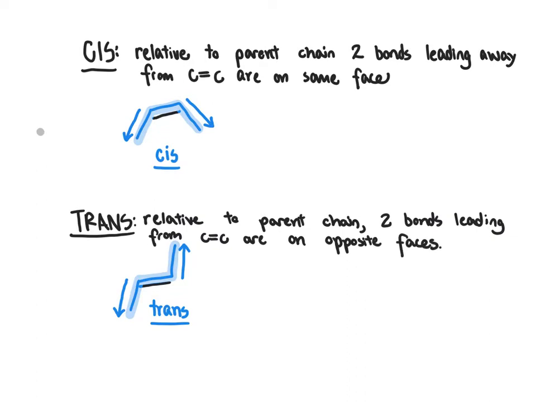Okay, so let's apply these concepts of cis and trans towards some more complex examples where we will have to first find the parent chain, come up with the IUPAC name, and then assign the molecule as cis or trans and incorporate that into the name. So let's go ahead and do that with the following example problem.